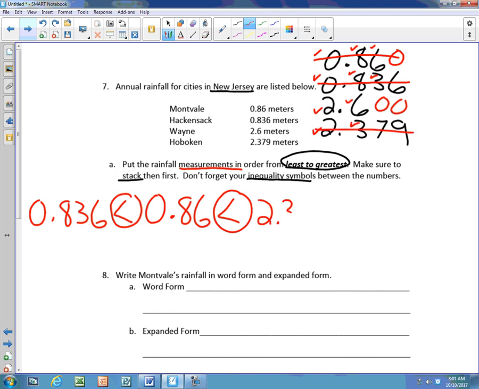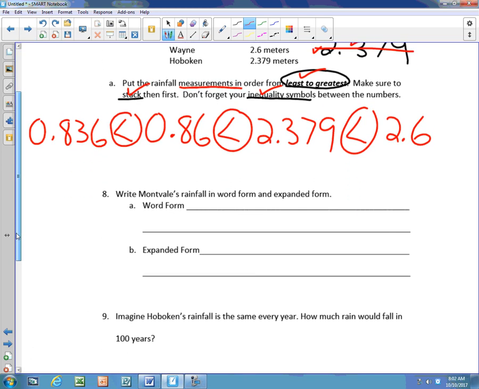So we're going to write that next. And is less than. And then we have our last number. And now we have put everything in order from least to greatest. We stacked and we put inequality symbols in. I check off that I did each step so I know I didn't miss anything. So we go to the next question.